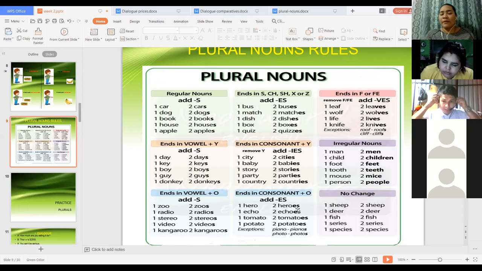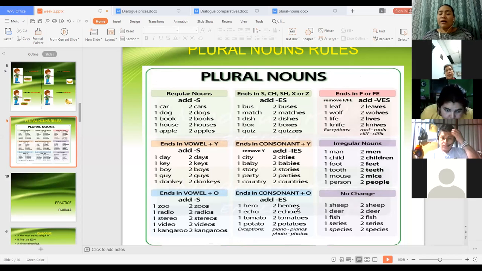Question so far up to this. Preguntas hasta acá. En la formación de plurales. No question. No question, is it no clear? Question. You sure? No questions? Yes, okay. Teacher. All right.